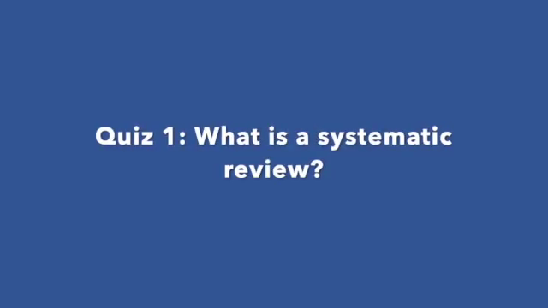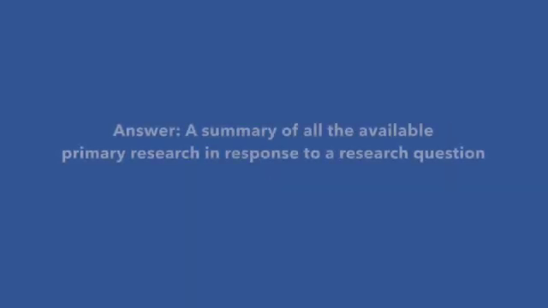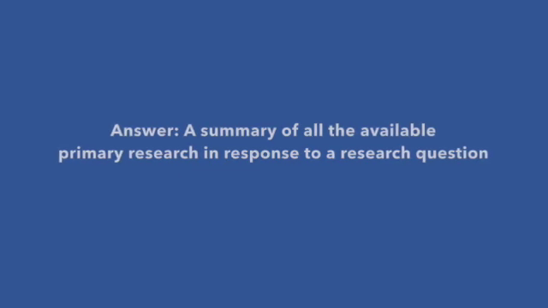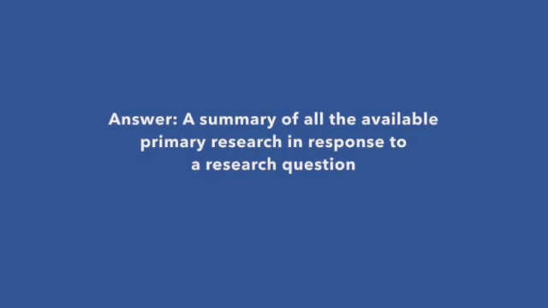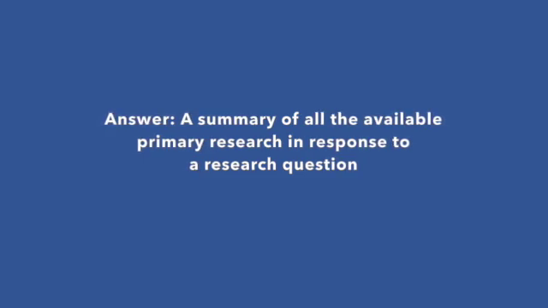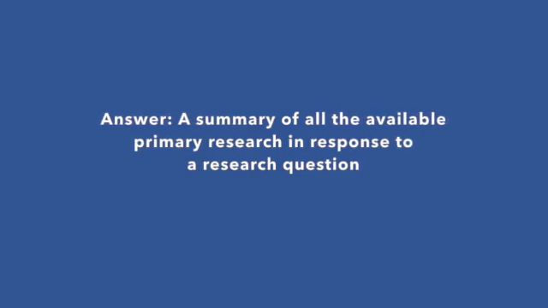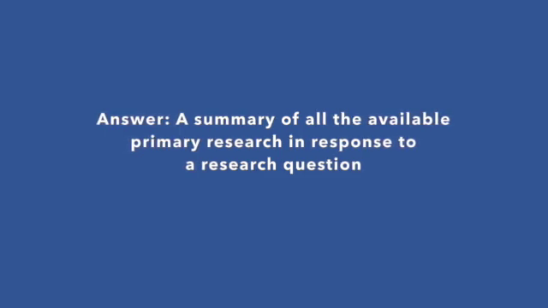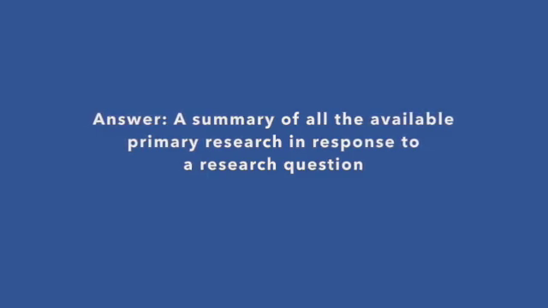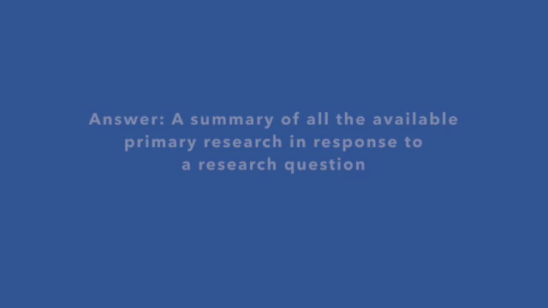Screen, the answer to the first question, what is a systematic review? 72% of you were correct. It's a summary of all the available primary research in response to a research question. Often I get a question about the difference between a systematic review and a literature review. The main difference is that a systematic review will follow scientific, reproducible, and transparent steps to conducting the review. So in theory, if someone else followed the same steps as you, they would get the same results. Whereas a literature review is less scientifically based in methods and is less rigorous.